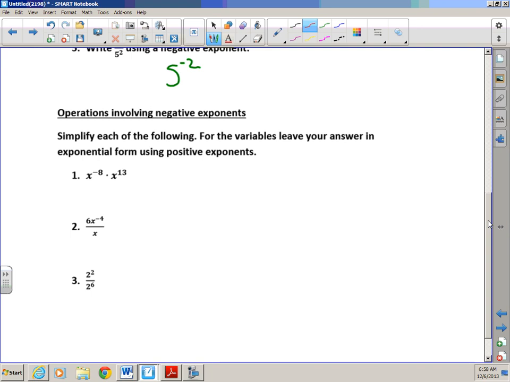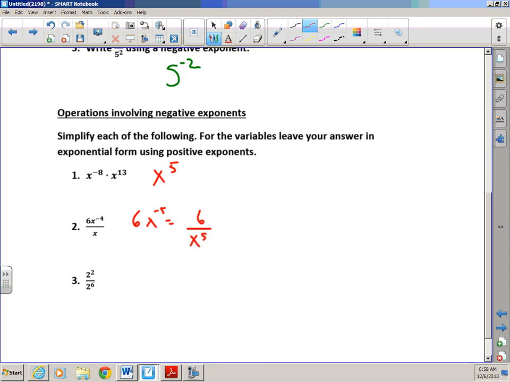So in number 1, we learned that we add the exponents, so it's just x to the 5th. In number 2, and I'll show you 2 different ways you can do this. The first way is you can say negative 4 minus 1, okay, because you're subtracting the exponents. So you would get 6x to the negative 5th, which is 6 over x to the 5th. That's one way to do it.